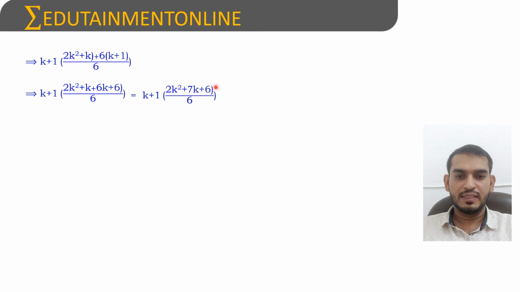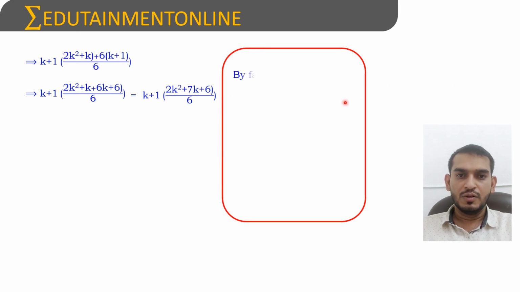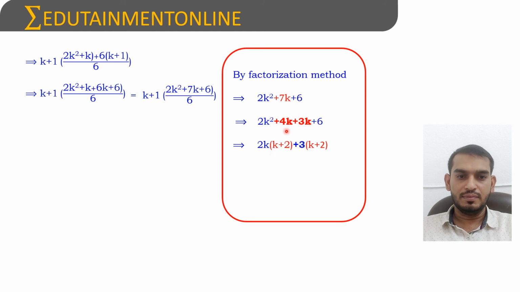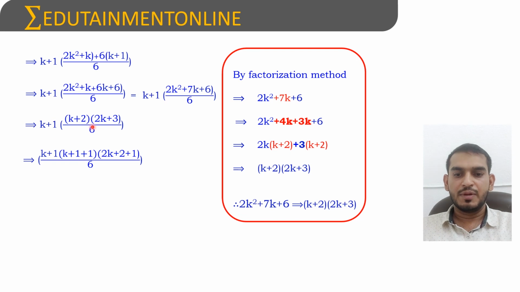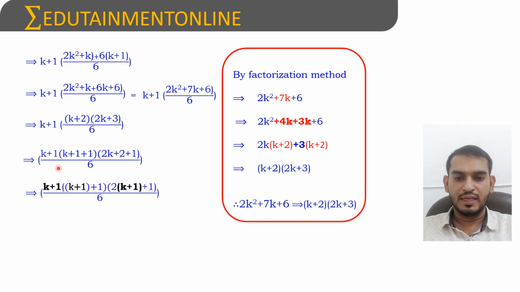Now further simplifying this quadratic expression, 2k square plus 7k plus 6, using the factorization method, by splitting the middle term 7k as 4k and 3k. In the first two terms we can take 2k as common, and in the last two terms we can take 3 as common. So here k plus 2 is common, and we can write it as k plus 2 into 2k plus 3. So we can replace 2k square plus 7k plus 6 with k plus 2 into 2k plus 3. Now we can write this as k plus 1 into k plus 2 into 2k plus 3.